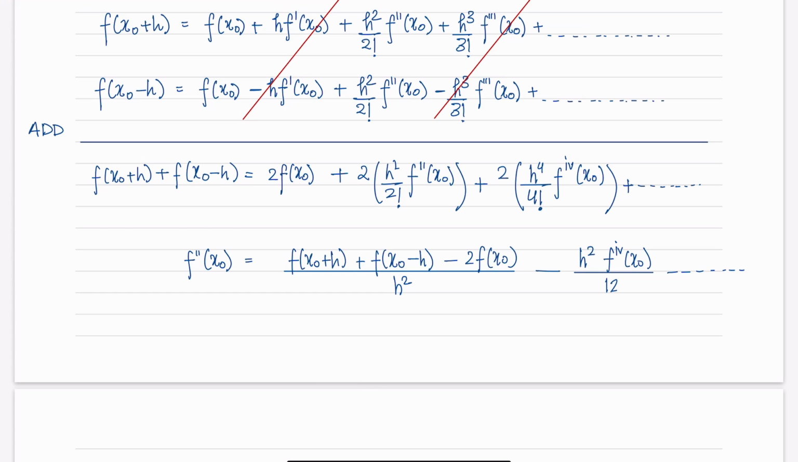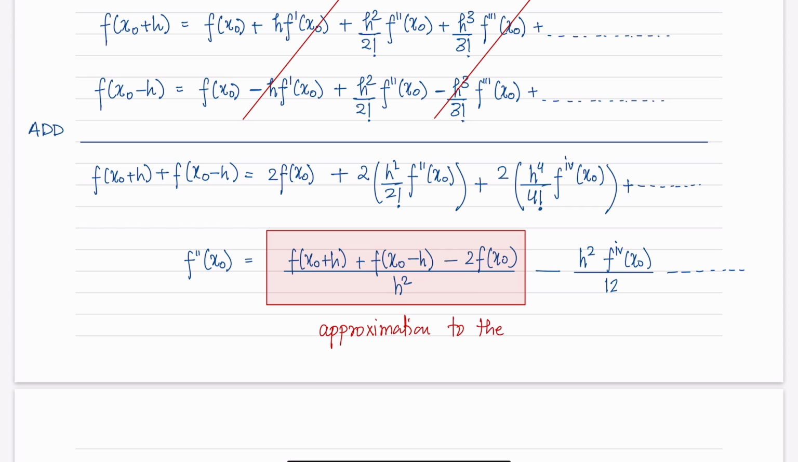So this is my final form for evaluating the second derivative using the central differencing scheme, and as usual we'll have one approximation, and the leading term of my truncation, where I would be truncating my infinite series, will determine the order of accuracy. So let's look at that. The first part of this equation, this part, is my approximation to the second derivative, and this is what I am interested in.